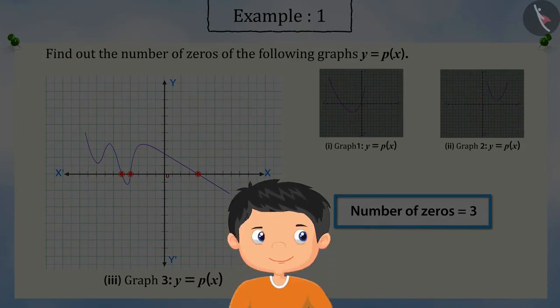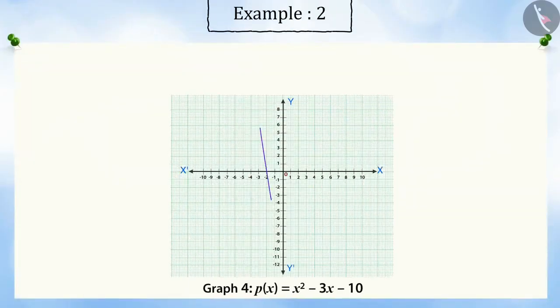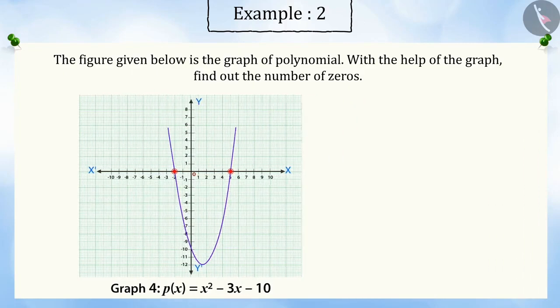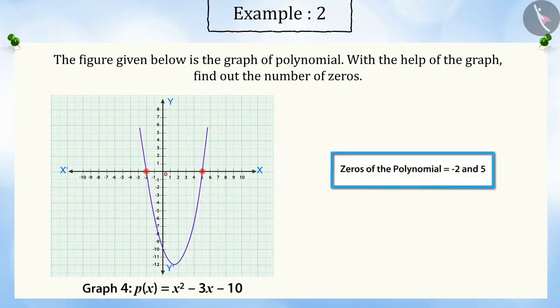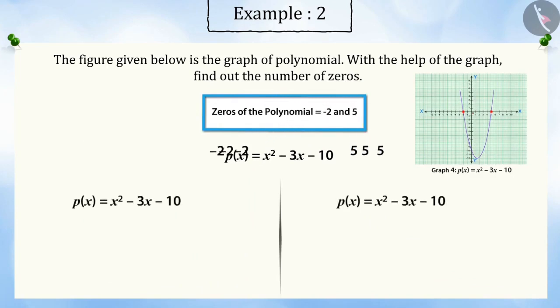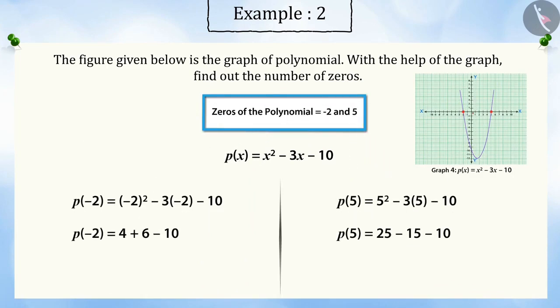Let's look at another example. The figure given below is the graph of a polynomial. With the help of the graph, find out the number of zeros. Here, the graph intersects the x-axis at 2 points. Hence, there will be 2 zeros of this polynomial, -2 and 5. You can verify the result by replacing the zeros in the polynomial.